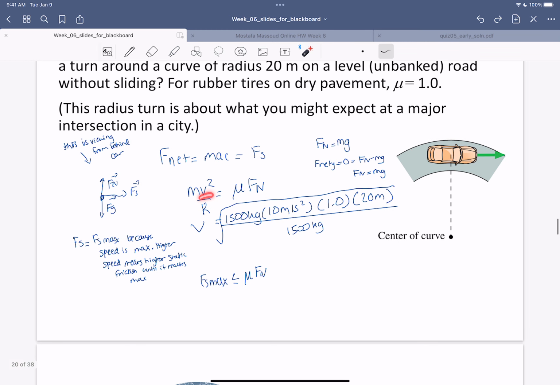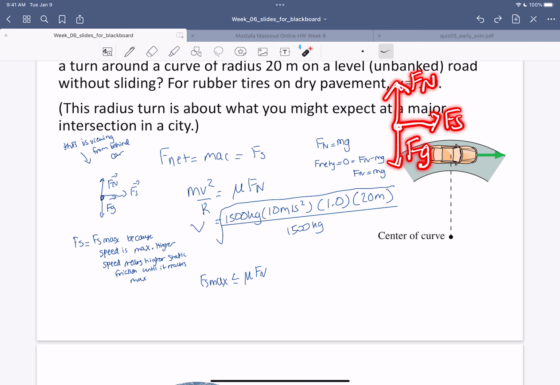I want to figure out my speed. I have my radius, I have my mass from before, I have my mu, and I can get my normal force. Since this object is in contact with the floor or the road, and it's not moving along the y-axis, the normal force is equal to mg. If we were to look at the car from behind, remember what I said earlier, Fn, Fg, and if you're making that right turn, then your static friction force is to the right. So Fn is equal to Fg, because this car is not moving along the y-axis.